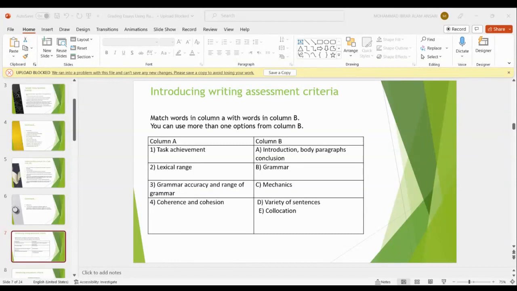So we do not have lexical range at the ELI, but it's subsumed under body paragraphs. If you do not write a well developed body paragraph, that means you have a problem at the level of ideas, using correct words, which hinders development of ideas. So we look for lexical range in body paragraphs and introduction and conclusion. We also look for collocation there. And then we have grammar and mechanics separately here.